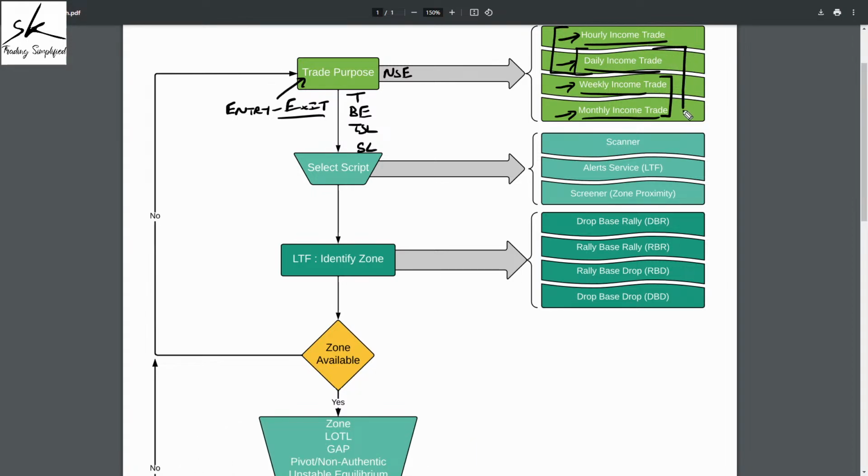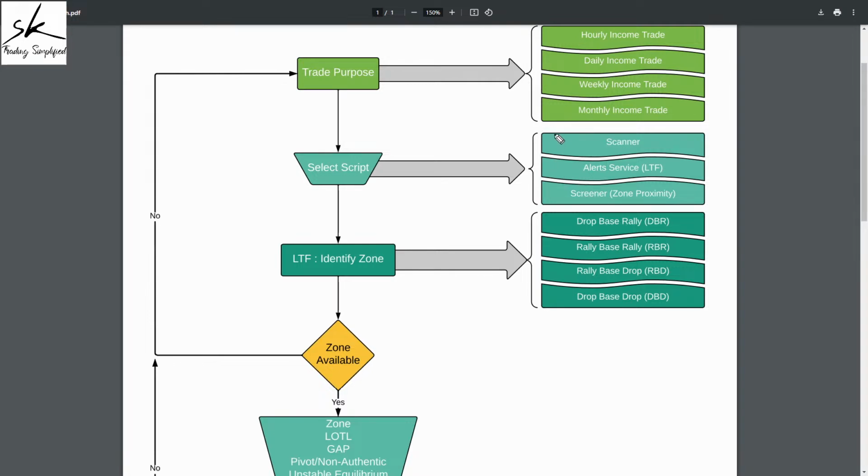If you want to include even daily incomes into overnight trades, that can be done, because by definition, daily income implies a trade which can last for a day or few days. So again, initially hourly and dailies intraday, weekly and monthly overnight. Eventually, you can also include daily incomes into your overnight trades.